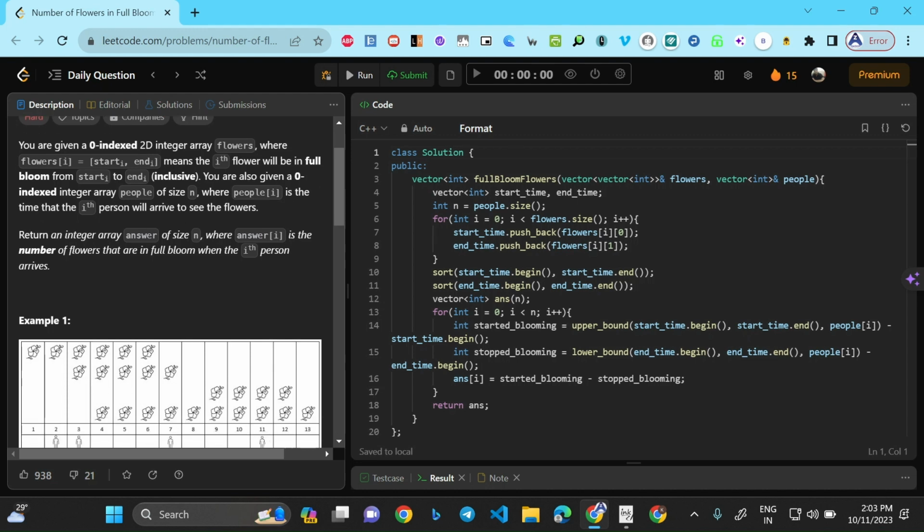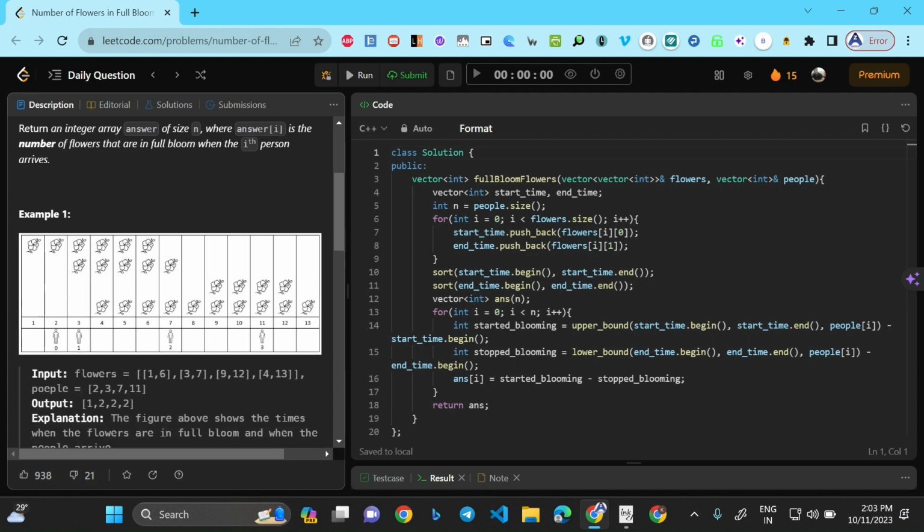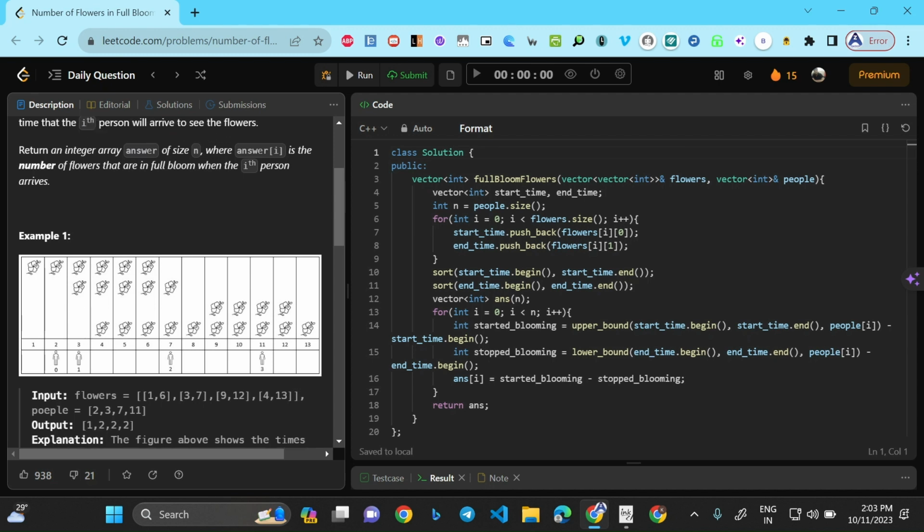Okay, and return an integer array answer of size n, where answer[i] is the number of flowers that are in full bloom when the ith person arrives. So there are various time points where people will be coming to visit the flowers, and we need to show the output: when the ith person arrives, what is the number of flowers that he will be witnessing? That is the question.